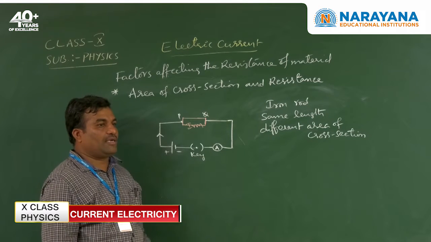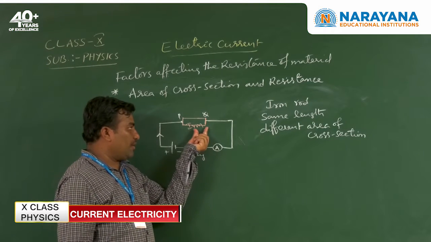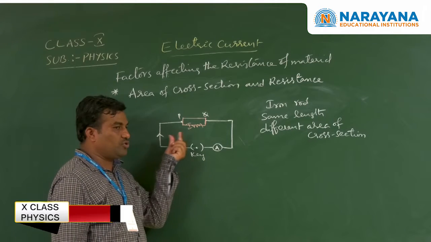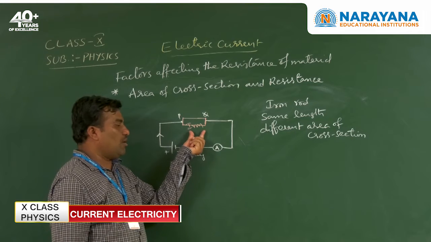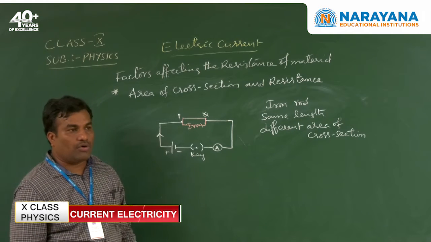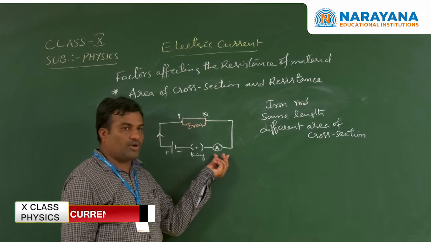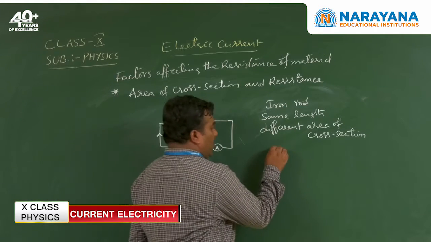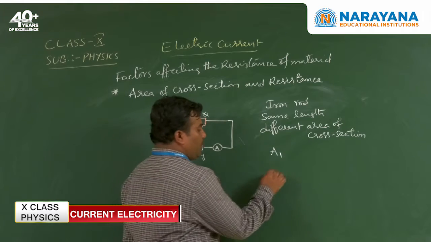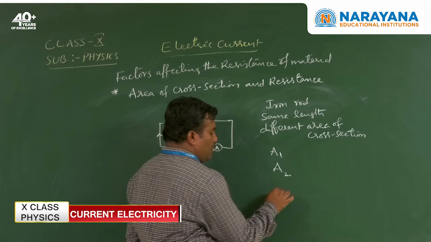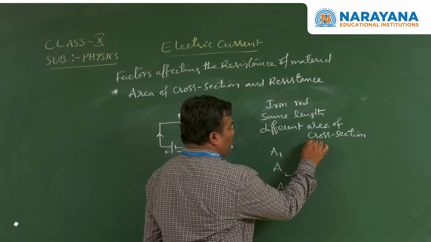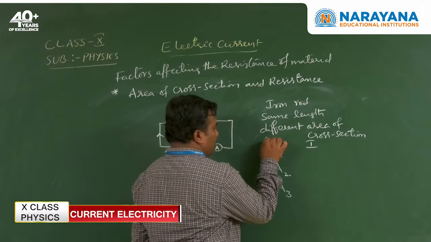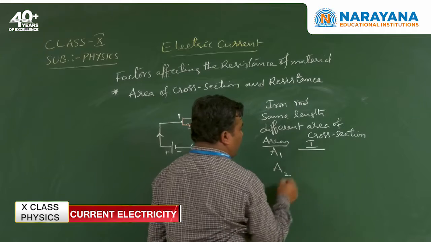Again we take readings. When we press the key, current flows from the positive terminal to the negative terminal through the iron rod. Now we note down the current for the next area of cross section. A1 is the first area of cross section, A2 the second, and then the third. Note down the current for these different areas.